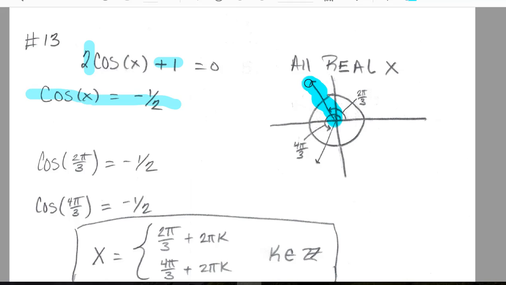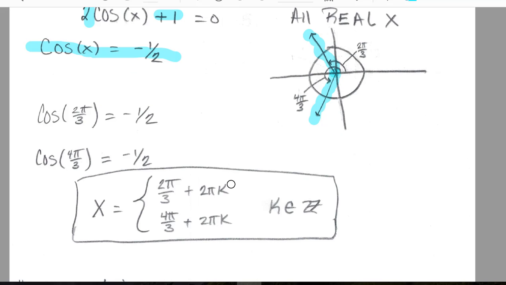And on one period of cosine of x, or one rotation of the unit circle, I have two places where cosine of x is equal to -1 over 2. And these are the two places, and that's at 2 pi over 3 and 4 pi over 3. So what I do for cosine and sine is I write the 2 pi over 3 and the 4 pi over 3. Those are the two places.